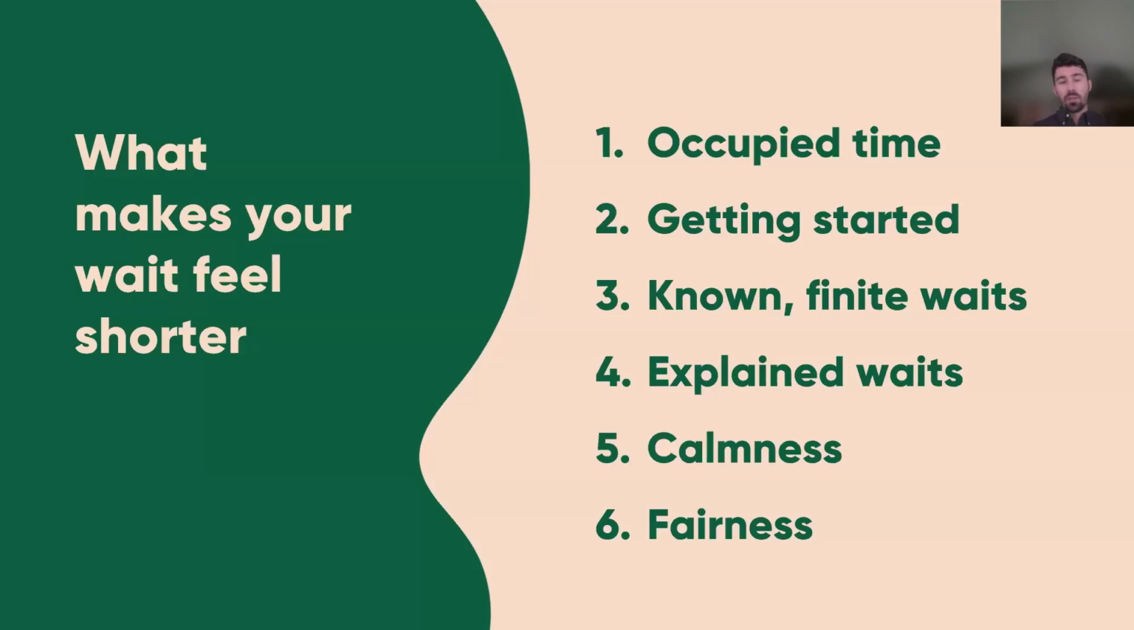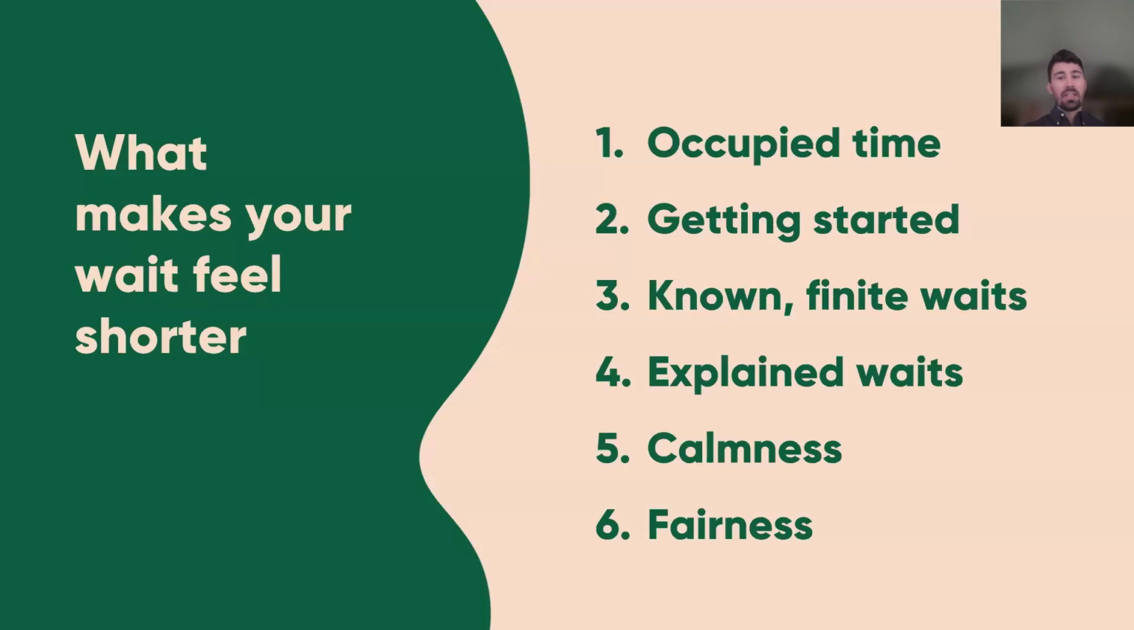Known finite waits are shorter than waits where you don't know the time. That's kind of straightforward. I gave the example already of being told the expected wait time when you call somewhere. Explained waits are another: we like to know why, and this is a human thing. If you've ever been on a flight with a delay, what does the pilot always do? They always come on and explain exactly why, whether it's because there's a backlog of planes or they're waiting on staff. That helps us feel more in control of the situation. We know what's going on, and we're able to act based on that.